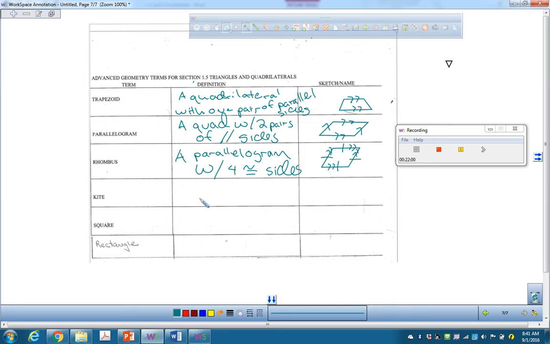How about a kite? Who's got the kite? So anyone on this side got the kite? I got you already, Kate. Go ahead, Dan. Quadrilateral with two pairs of congruent sides that are adjacent to each other. Yeah, okay. A quad with two pairs of adjacent and congruent sides, right? Is that kind of what you said?